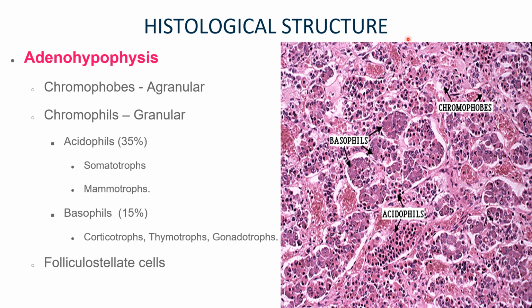and finally folliculostellate cells. These cells send processes between the secretory cells. Recently it has been found that these cells contain and secrete the cytokine interleukin 6, but their physiological role is still not clear, and there are still a few researches going on in it.